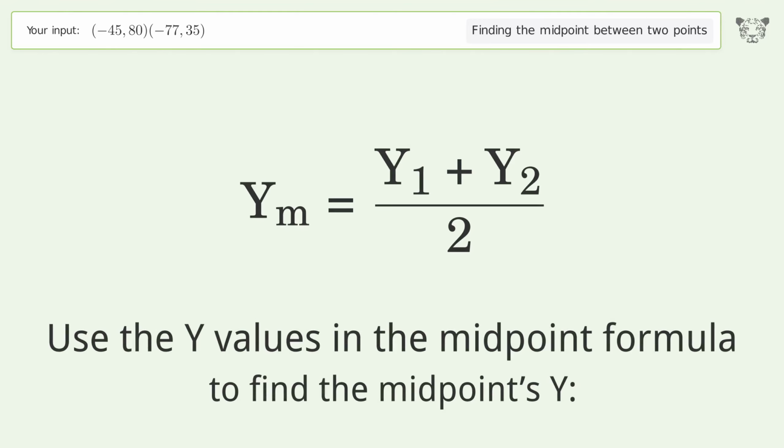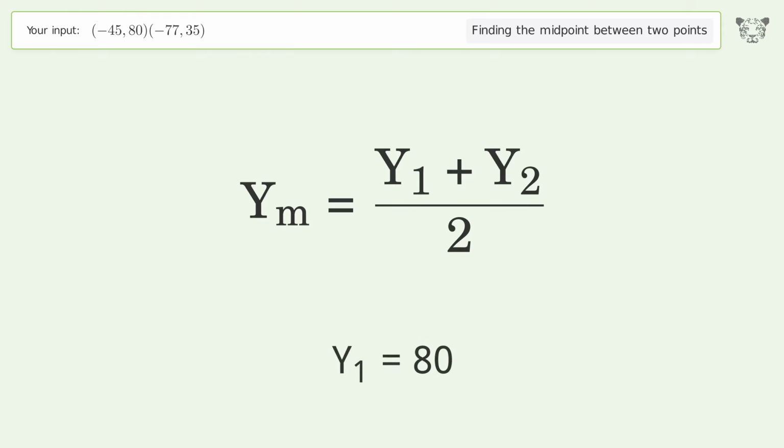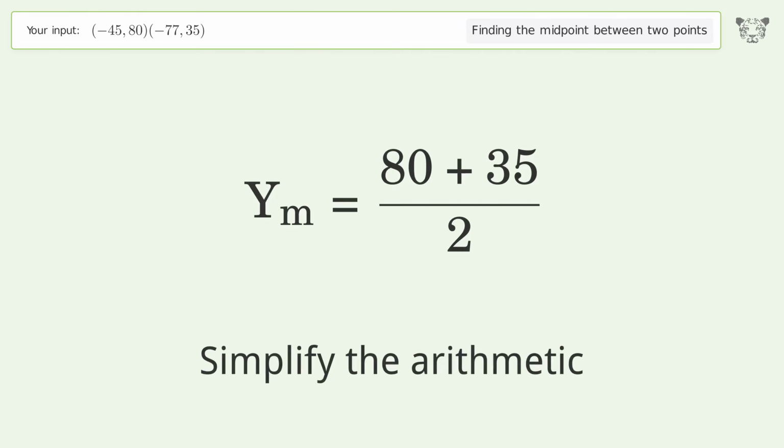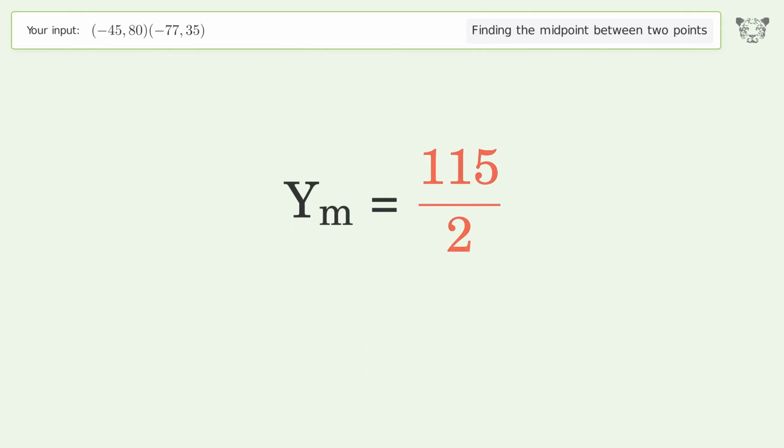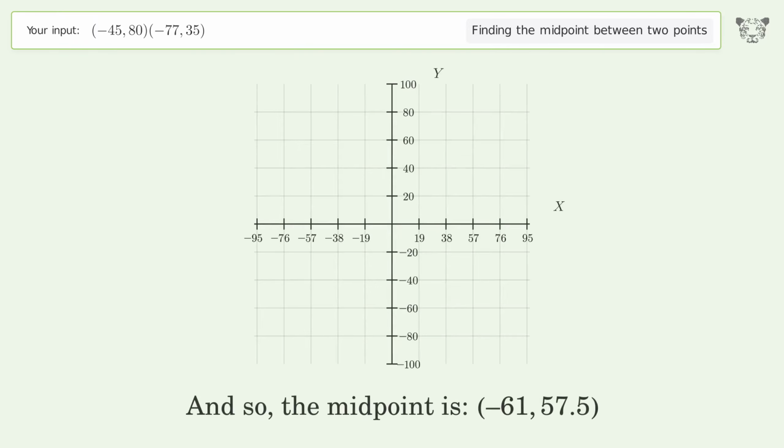Use the y values in the midpoint formula to find the midpoint's y. y1 equals 80. y2 equals 35. Simplify the arithmetic. And so, the midpoint is negative 61, 57.5.